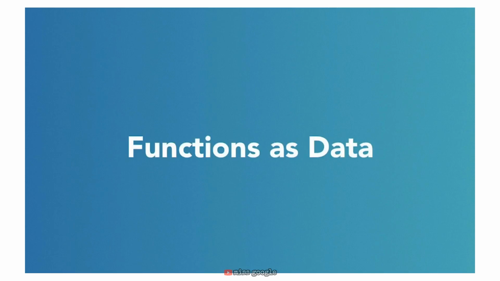I mentioned in a previous video that functional programming treats functions as first-class citizens, meaning that we can treat functions in a very similar way to other types, such as strings, numbers, or objects. In this video, we're going to take a look at what this means for our code and a few useful things we can do with it.